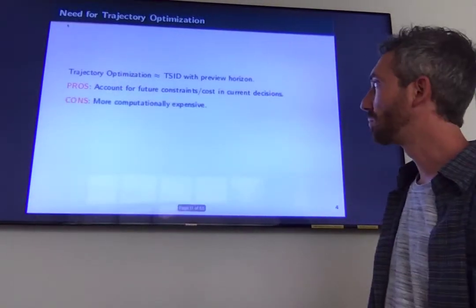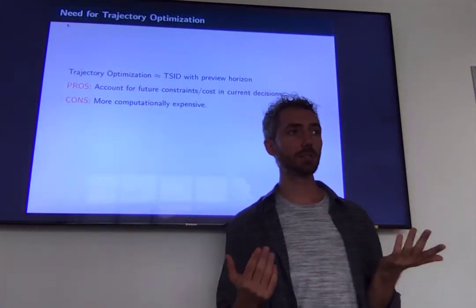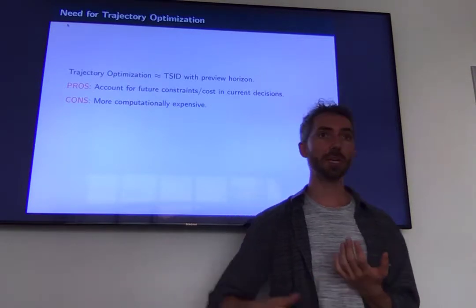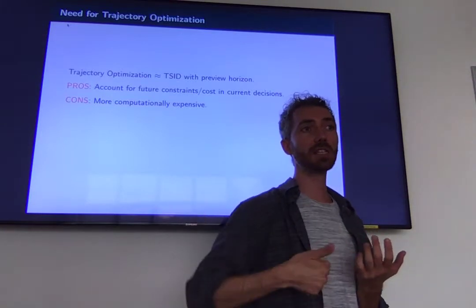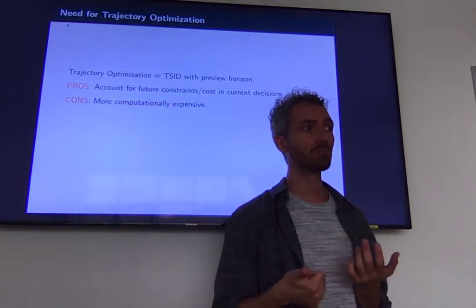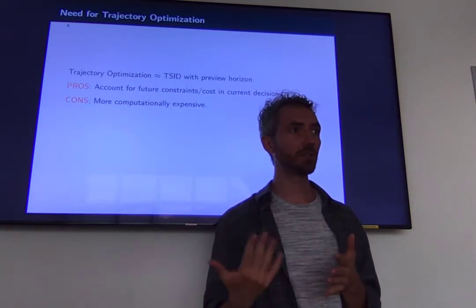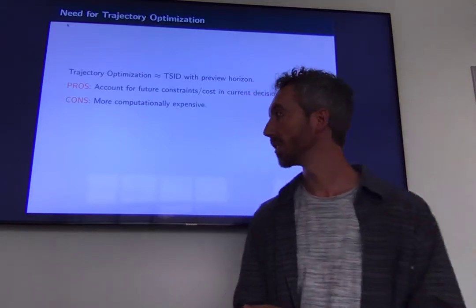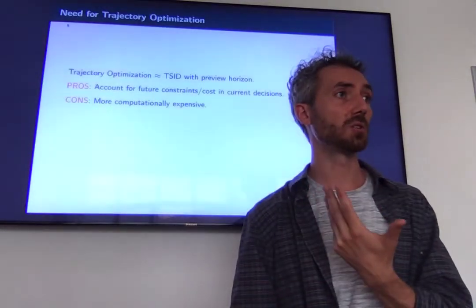What is the problem with trajectory optimization? Well, the main issue is that it's just much more computationally expensive. So we saw that we can solve the TSID optimization problem in less than 1 millisecond. So we can execute it really, really fast in a real-time control loop on real hardware. Forget you can do that with optimal control for a humanoid.